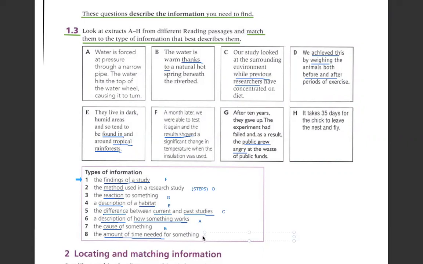And the last one, 8, is obviously H, because it's the only one left. And this was the easiest one, I think, because it gives us, and here, it takes, meaning the amount of time. All right, so this is the type of information that you're going to be looking for in these matching information tasks. Things like findings, methods, reactions, descriptions, and so on. So you need to be able to quickly recognize what these types of information look like.